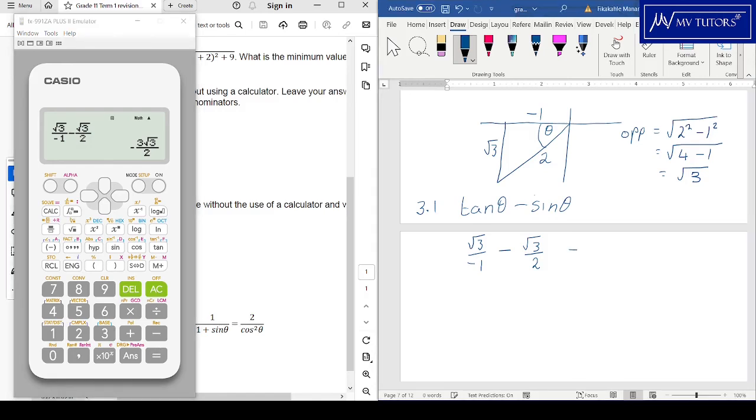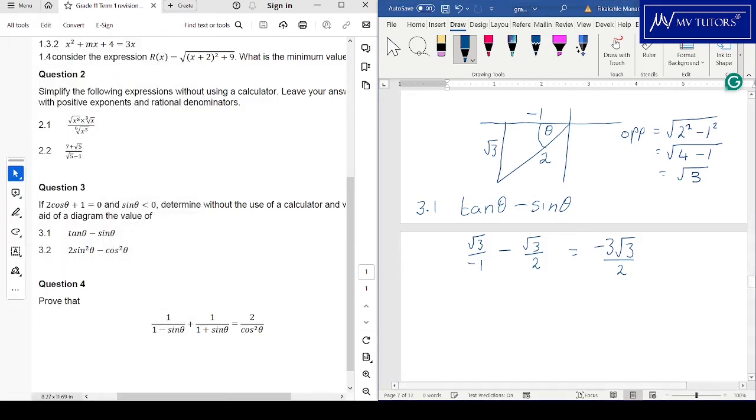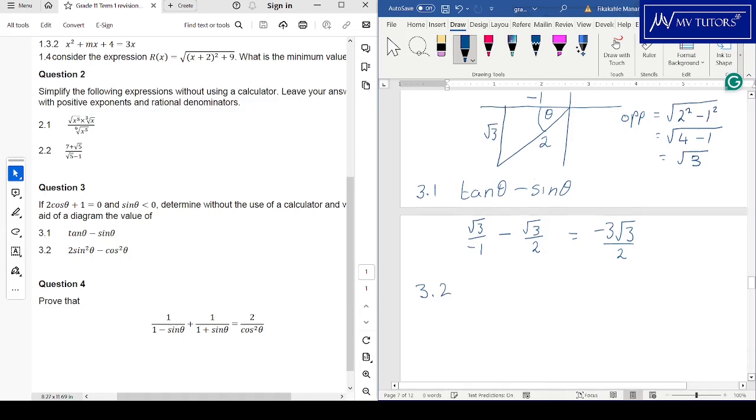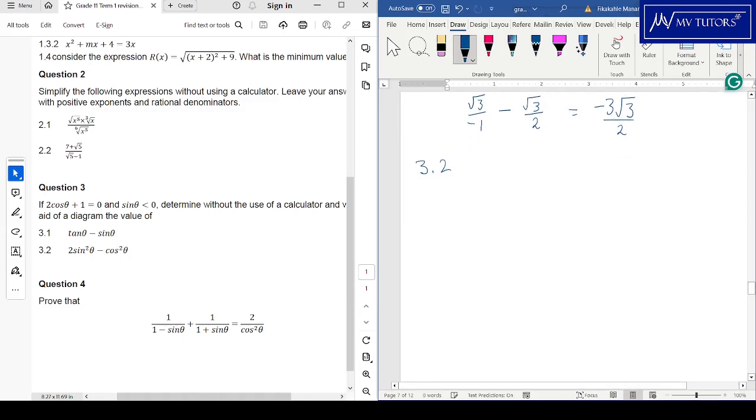So that's our answer. Minus 3 square root of 3 over 2. Cool. Let's see the next one. The next one is 3.2. This time we are given 2 sine squared theta minus cos squared theta.